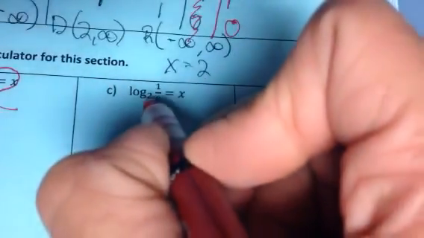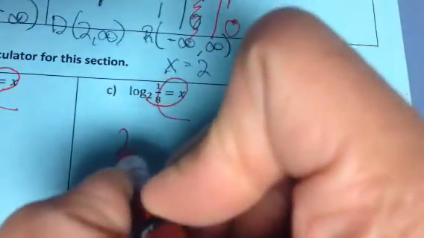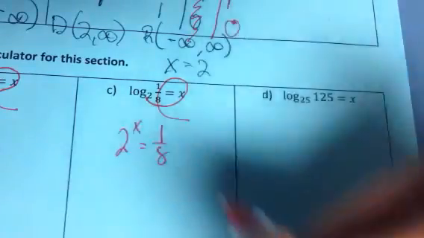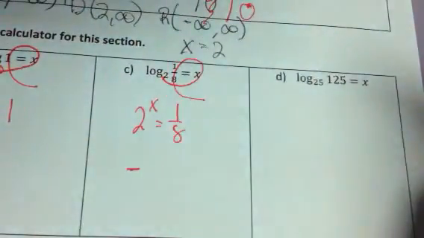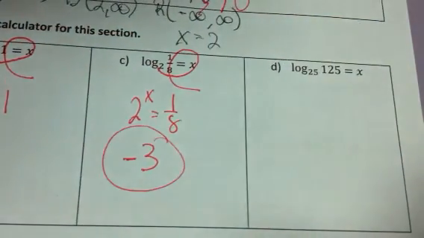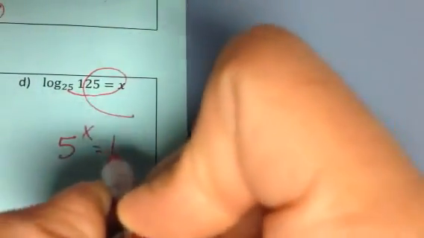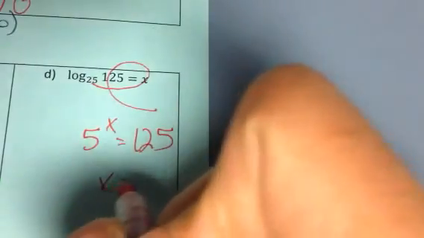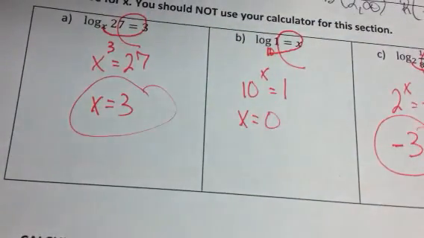This one is 2 to the what power gives me 1/8. The negative will give me the fraction, and 3 gives me 8. So together they give me 1/8. And then on the last one, 5 to the what power gives me 125. The answer is 3. So again, use your exponent table. Don't get confused with multiplication as opposed to using exponents.